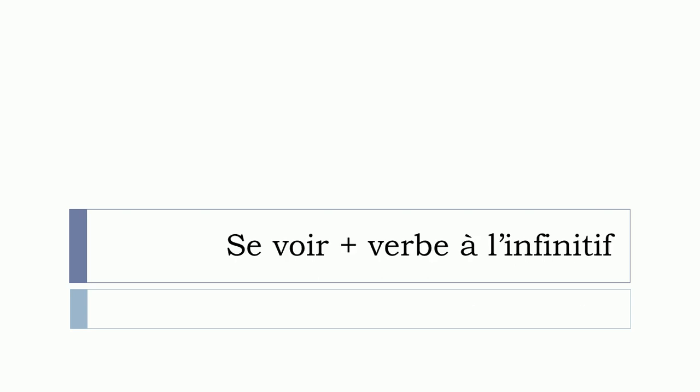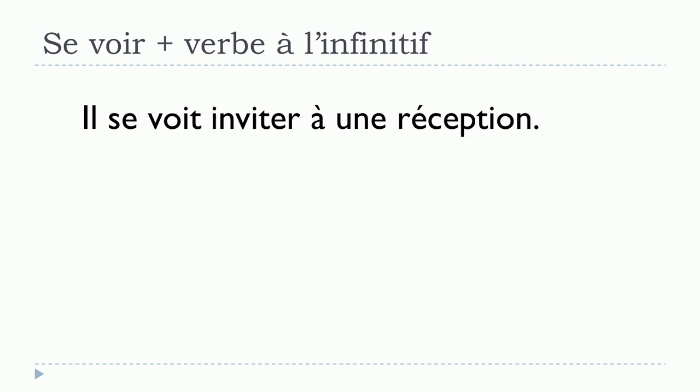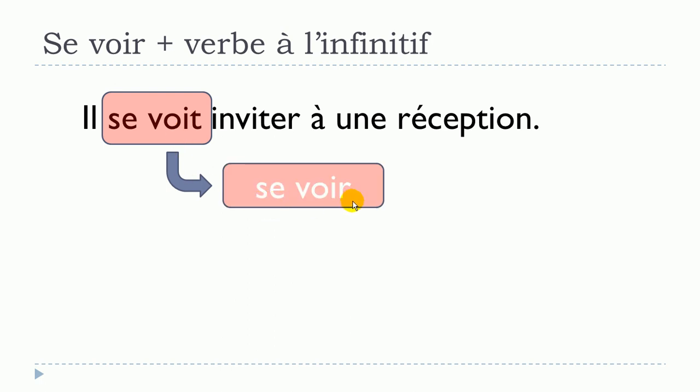And in this lesson we'll see together se voir plus verbe à l'infinitif. Okay, so we can start right now. And so the sentence that we will start with is il se voit invité à une réception. Okay, and of course the thing that will interest us is se voir, and of course it is the infinitive se voir. But then if you look at the sentence, so se voir would be to see oneself, okay? And it doesn't really make sense if you look at the sentence like that. Il se voit invité à une réception.